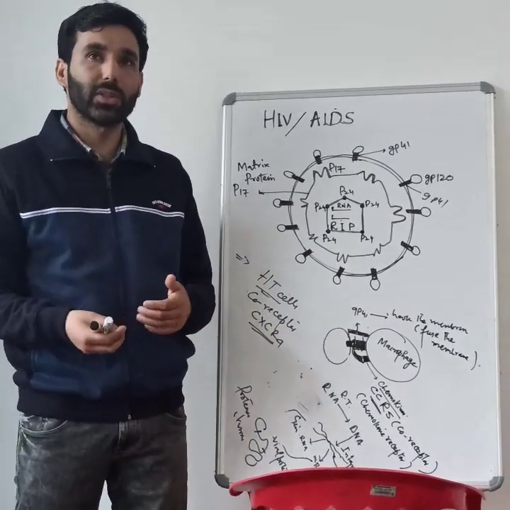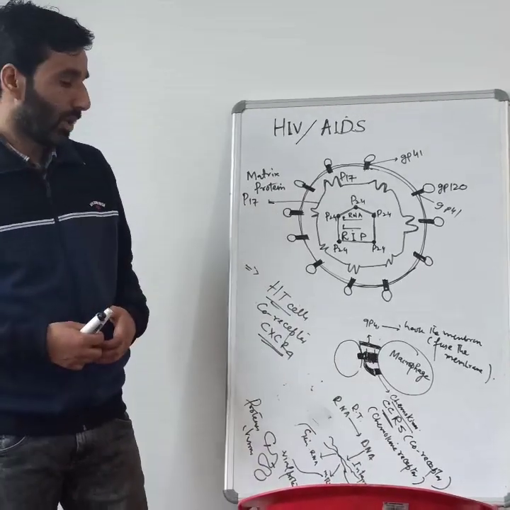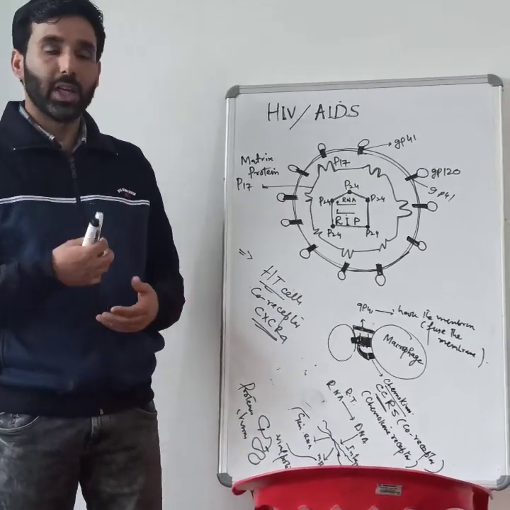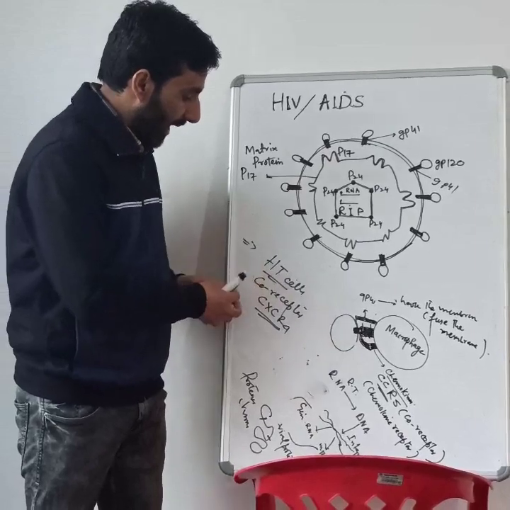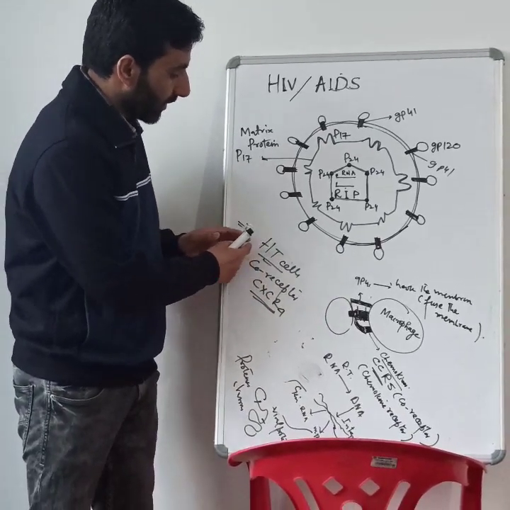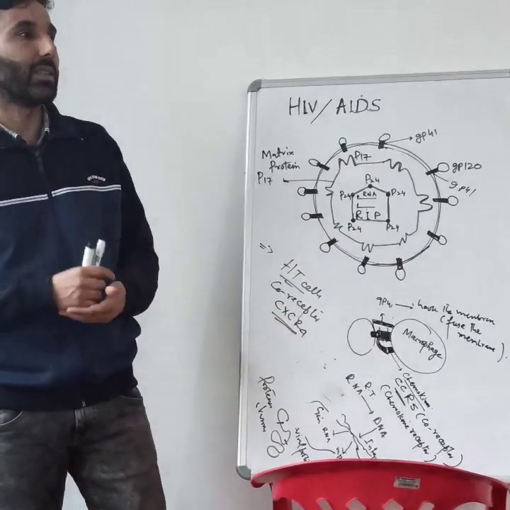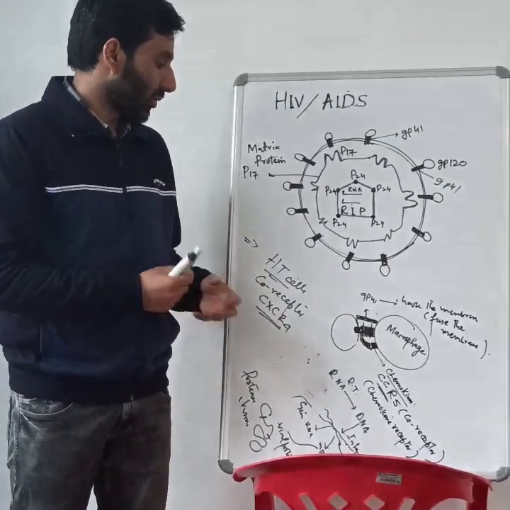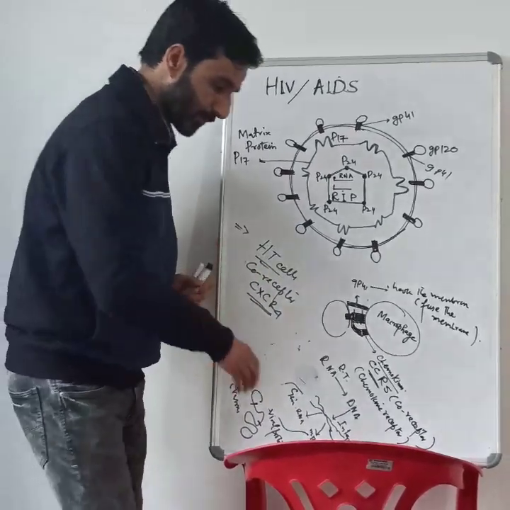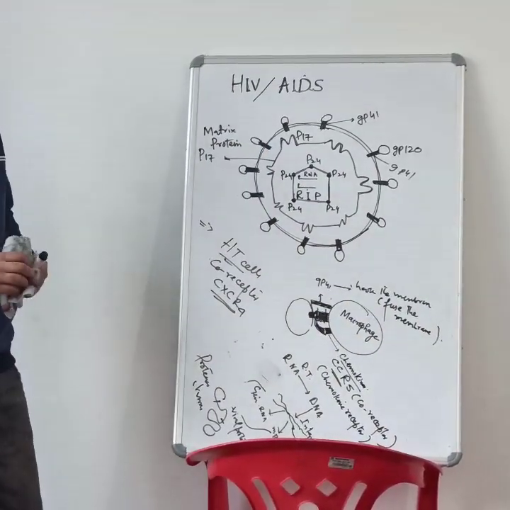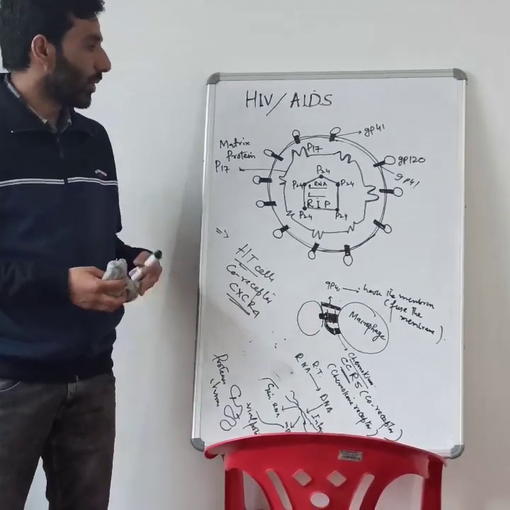Then after many generations they will have this ability to bind with the other co-receptor which is found on the helper T cells, infect these cells and start to destroy helper T cells. So this is how the virus makes entry into the host cell.